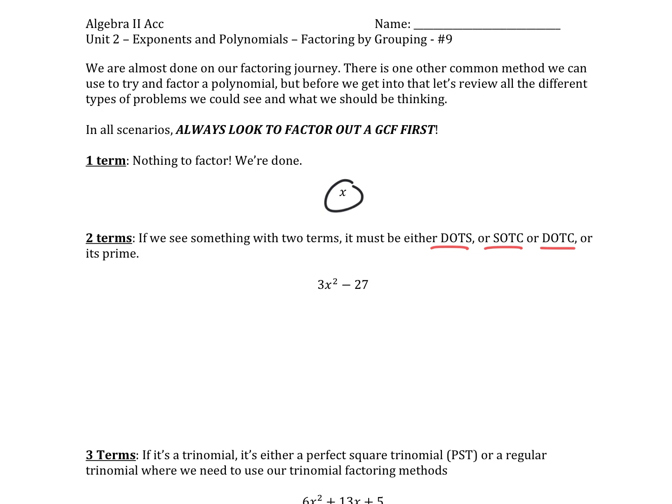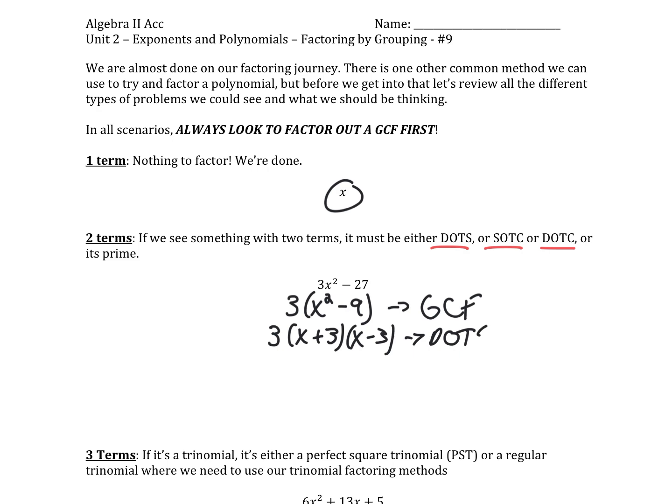So let's look at 3x squared minus 27, for example. Remember, the first thing we always do when we factor is we want to see if there's a GCF we can take out. And here there is. I can factor out a 3, and I'm left with x squared minus 9. You don't have to write this in, but I'm going to put it in just to show you what we've done. We factor out the GCF. And then from here, I can factor it into 3 times x plus 3, x minus 3. That was my DOTS.